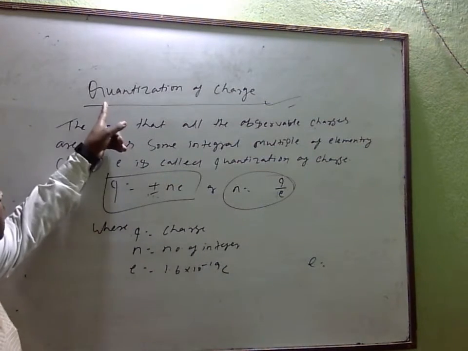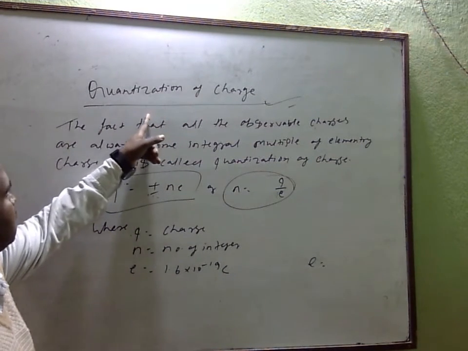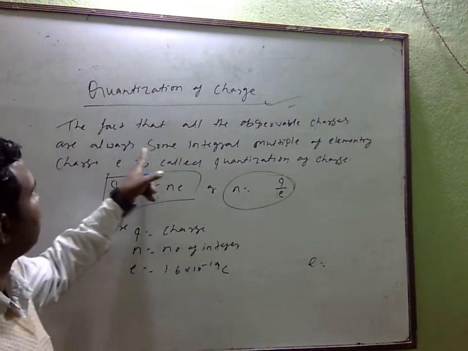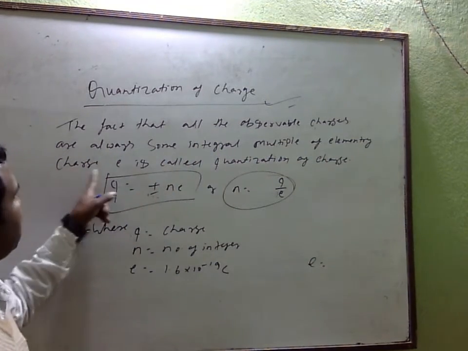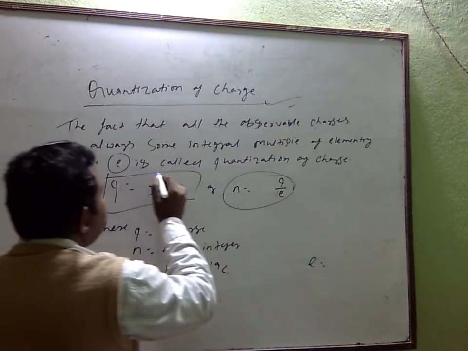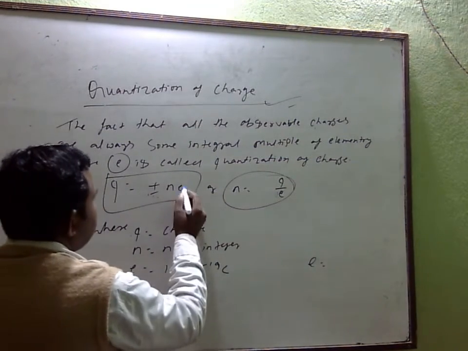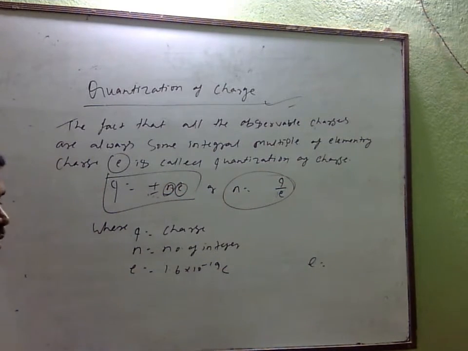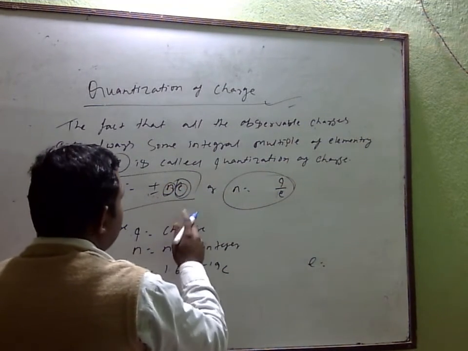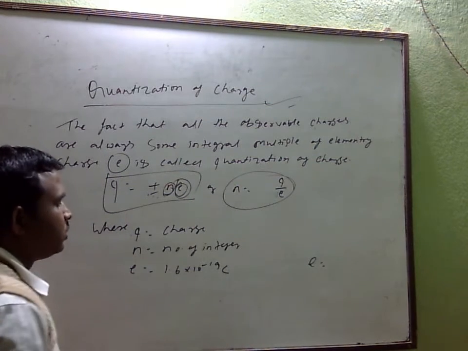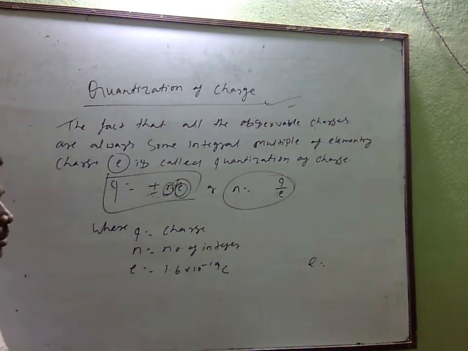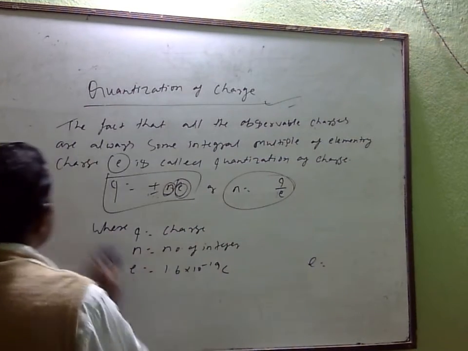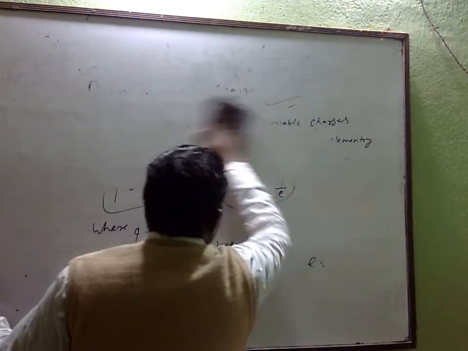So in simple terms, what is the quantization of charge? You will write the fact that all the observable charges are always integral multiples of the elementary charge e. That means the charge is some integral multiple, where n is the number. And the magnitude of e you already know, 1.6 times 10 to the power minus 19 coulomb. Very good.